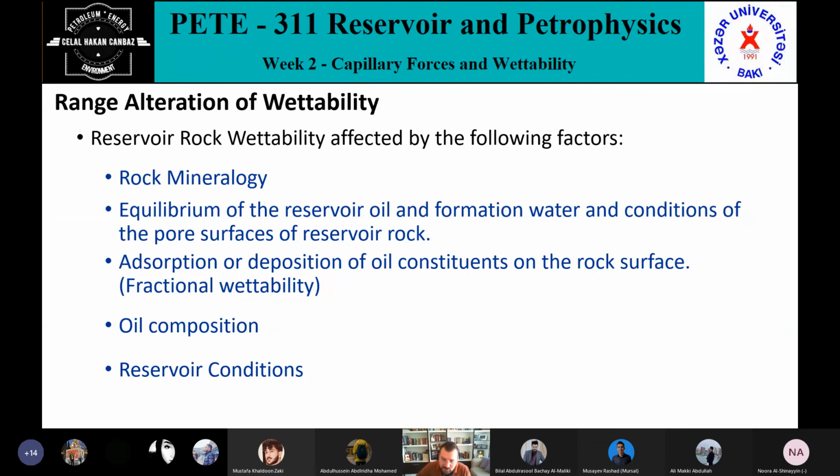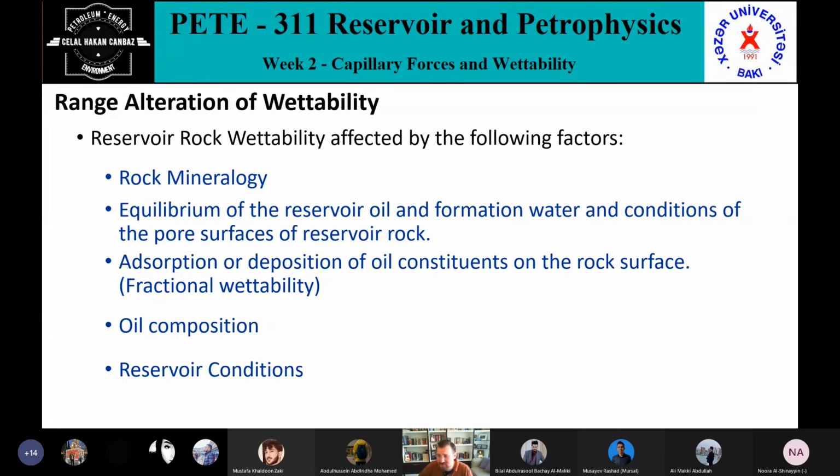The oil composition is another factor. We described these oil types before. If I am dealing with a retrograde gas, it will have a different interaction with rock. If I am dealing with a heavy oil, it will have a different interaction with rock. Black oil is different, dry gas totally different, right? So, for example, here I'm talking about the black oil.